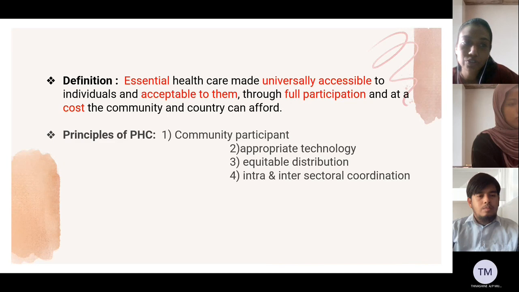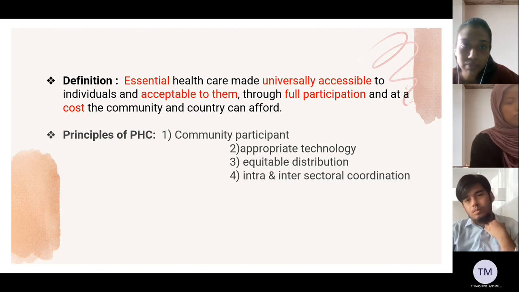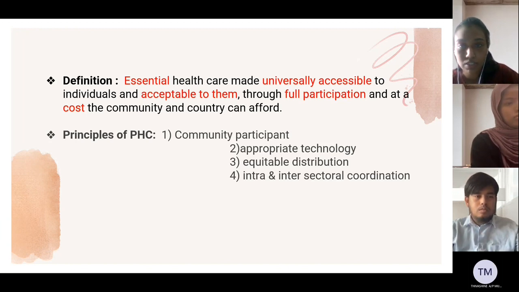Next. For the definition, primary healthcare is the essential healthcare made universally accessible to individuals and acceptable to them through full participation and at a cost the community and country can afford. So what does it mean? We have a few key points.